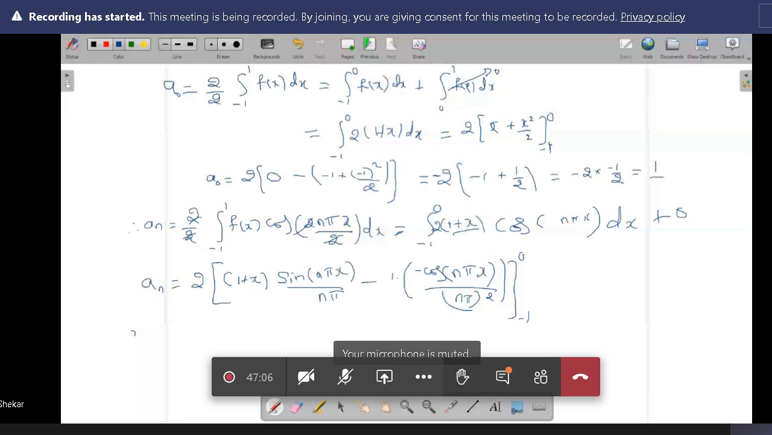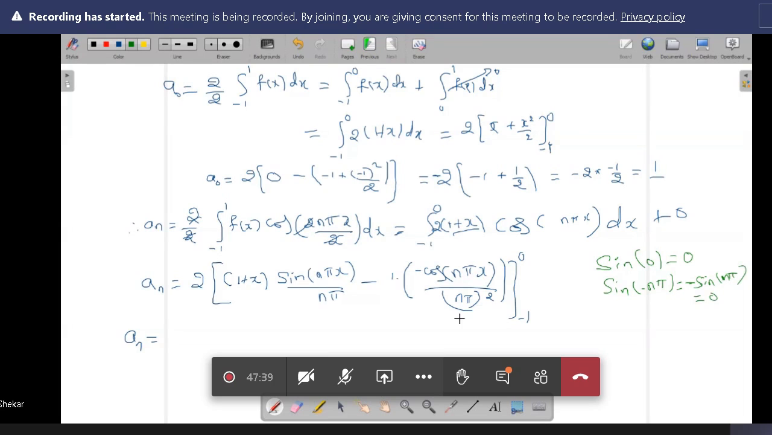Okay, so use the upper limit and lower limit. Just calculate what the sin terms will be at the upper limit. So sin 0 is 0, and when x is equal to minus 1, sin of minus n pi is nothing but minus sin n pi. So what is the sin n pi value? Since n is an integer, sin n pi value is again 0. So both upper limit and lower limit give you 0. So only one term remains, the non-zero term.